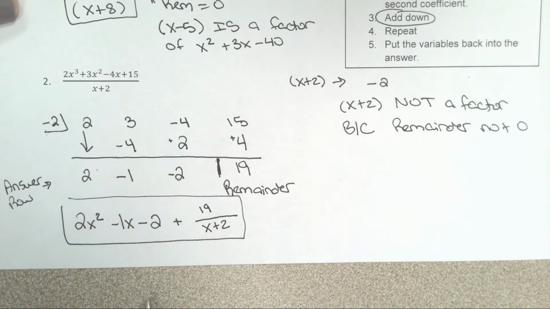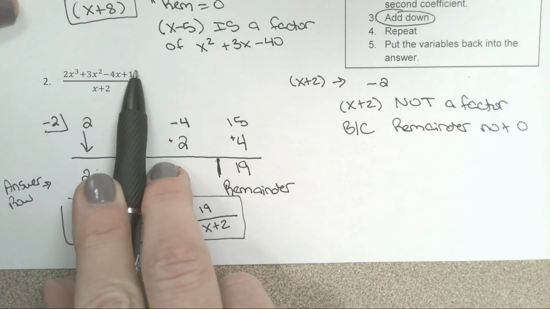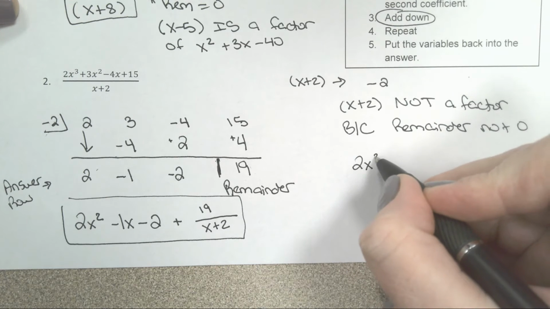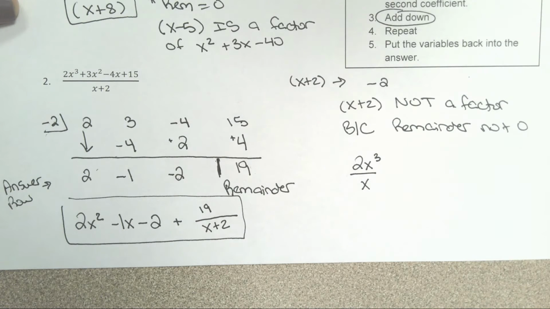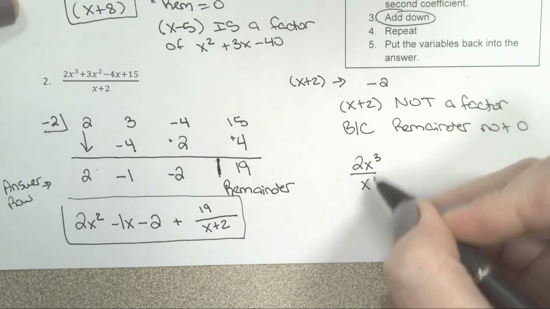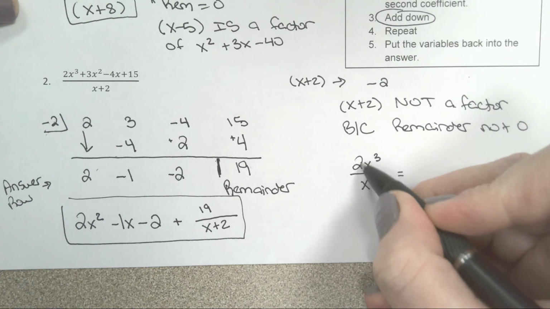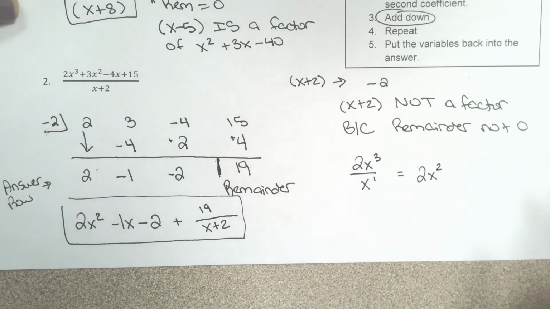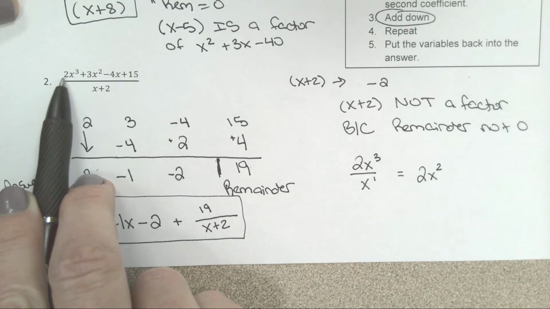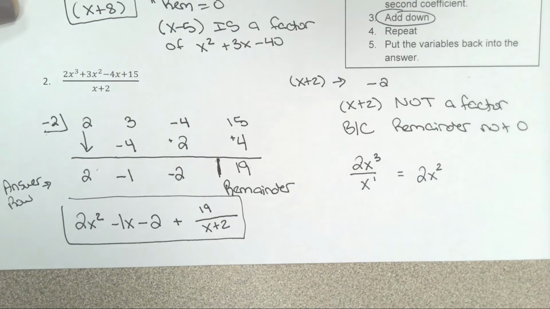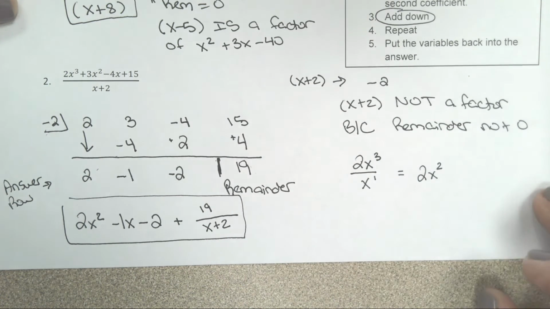So why did I do 1 degree less than what I started with? If you take everything else off and you just had 2x to the third divided by x, when you divide variables, you subtract your exponent. So that gives me 2x to the second. So we always start with one less than what we started with because when you divide variables, you subtract exponents. And that's why we did that.